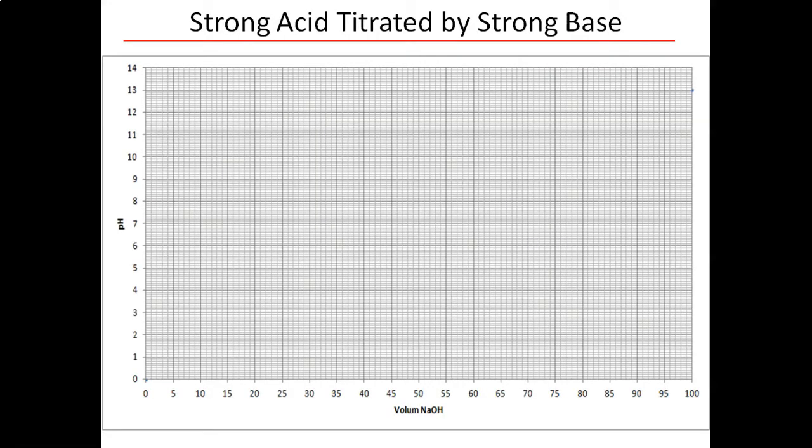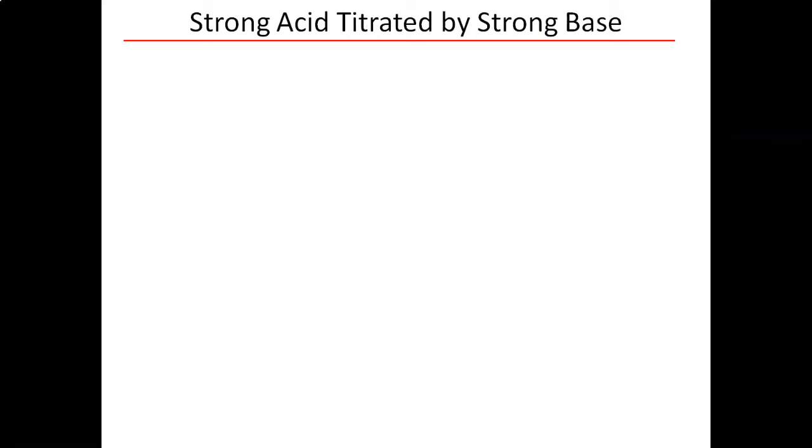Now we're going to begin looking at this with the first combination of a strong acid with a strong base. Now for this combination, we would probably use bromothymol blue as our indicator. For our titration, we're going to take 50 milliliters of a 0.1 mole per liter HCl solution, and we're going to titrate it with a 0.1 mole per liter NaOH solution. We're not interested in trying to determine the concentration of either of our solutions here. What we're interested in is the shape of the curve.